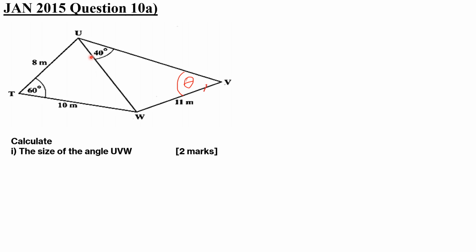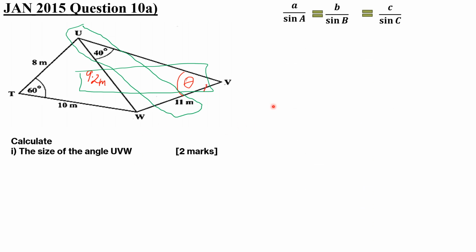Now remember we had just worked out the value of UW, and we had gotten 9.2 meters, right? So as long as we have, let's put it in a different color, this goes with this, and this will go with this. So this angle goes with this length, and this length will go with that angle. So we know that that is the sine rule.